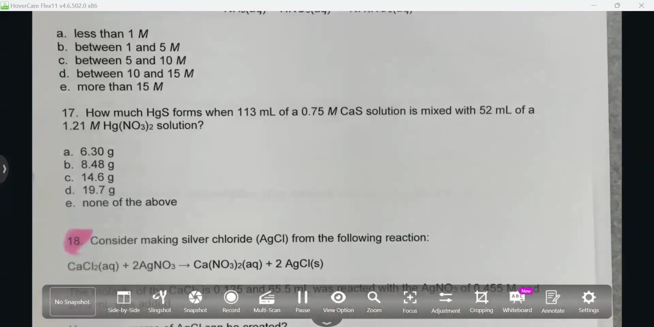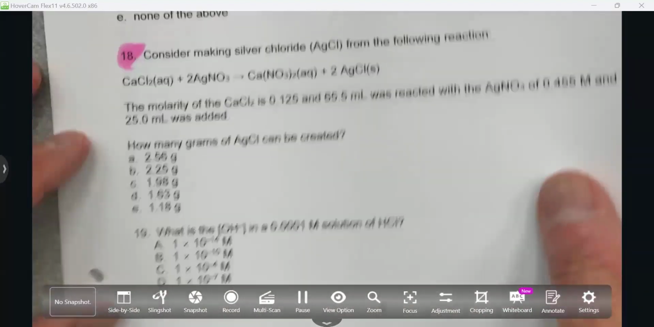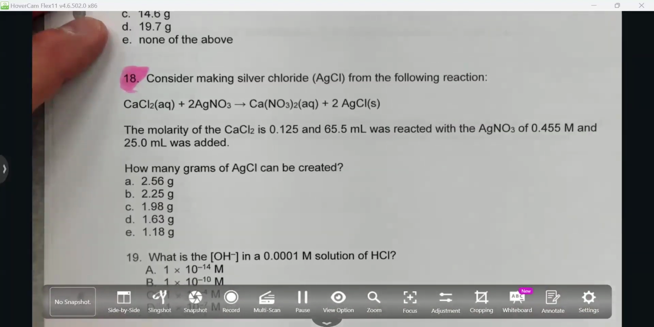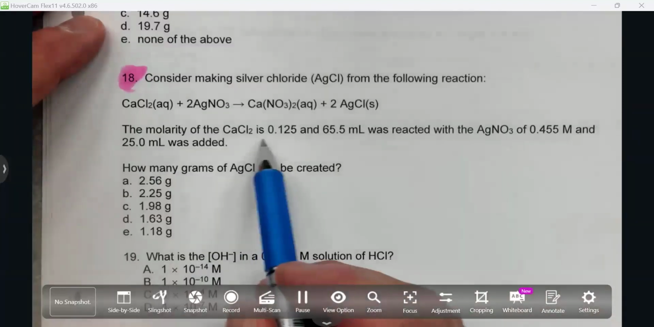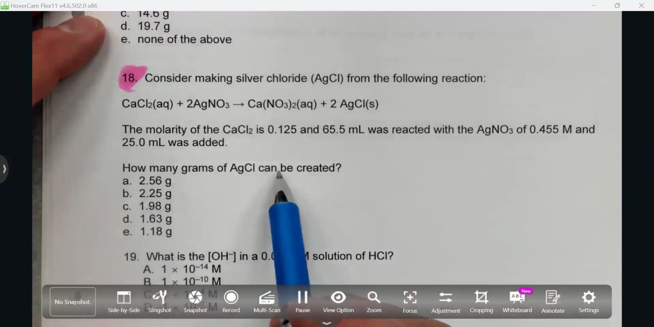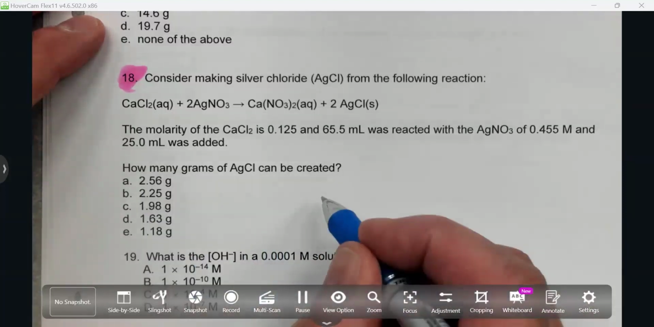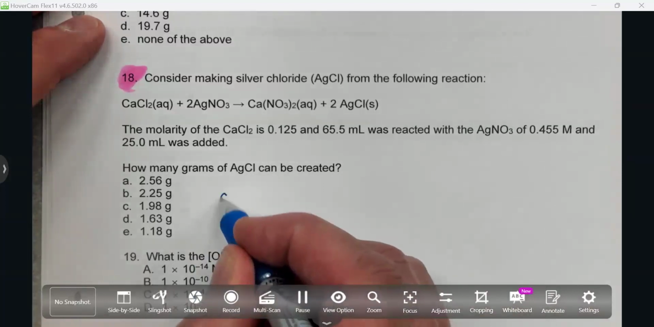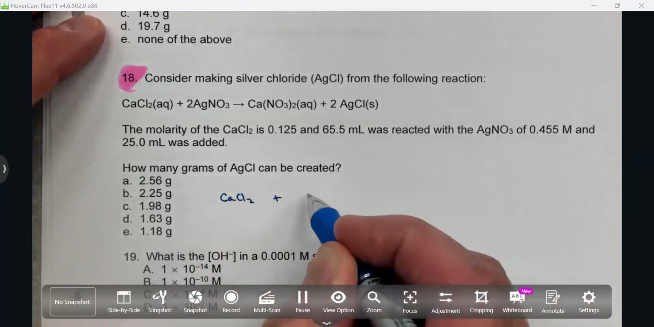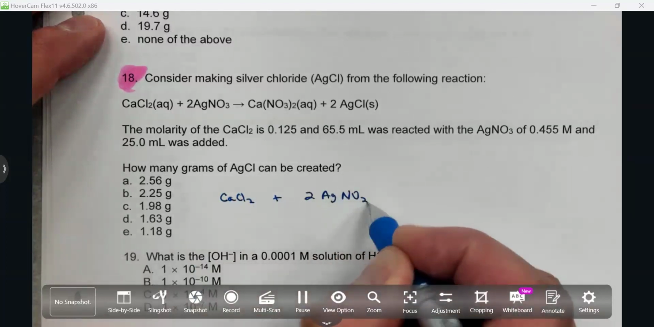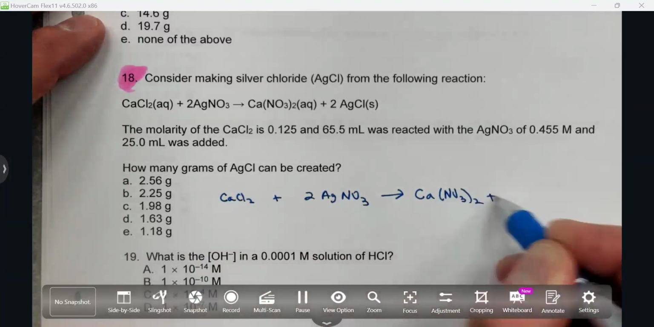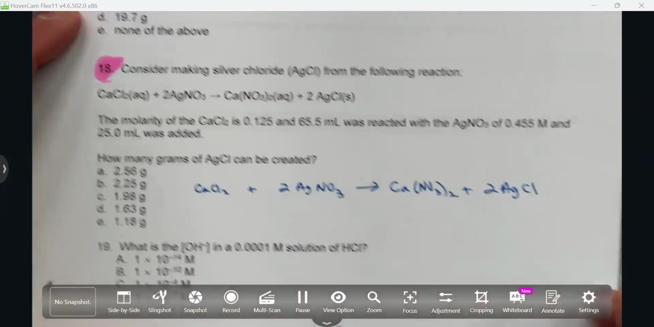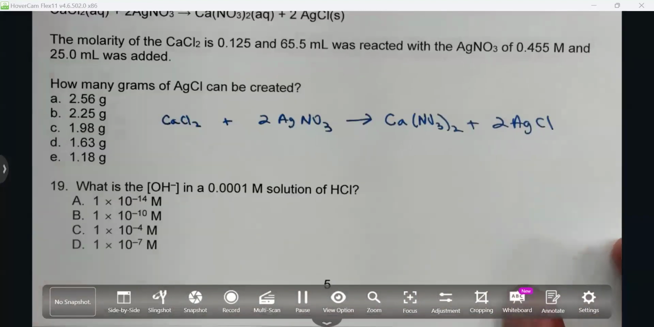Number 18. First thing we need in 18. Oh, we have a balanced equation. I'm going to write this out though. Yeah, I'm going to write this out right here. Let's figure out what we're looking for here first.